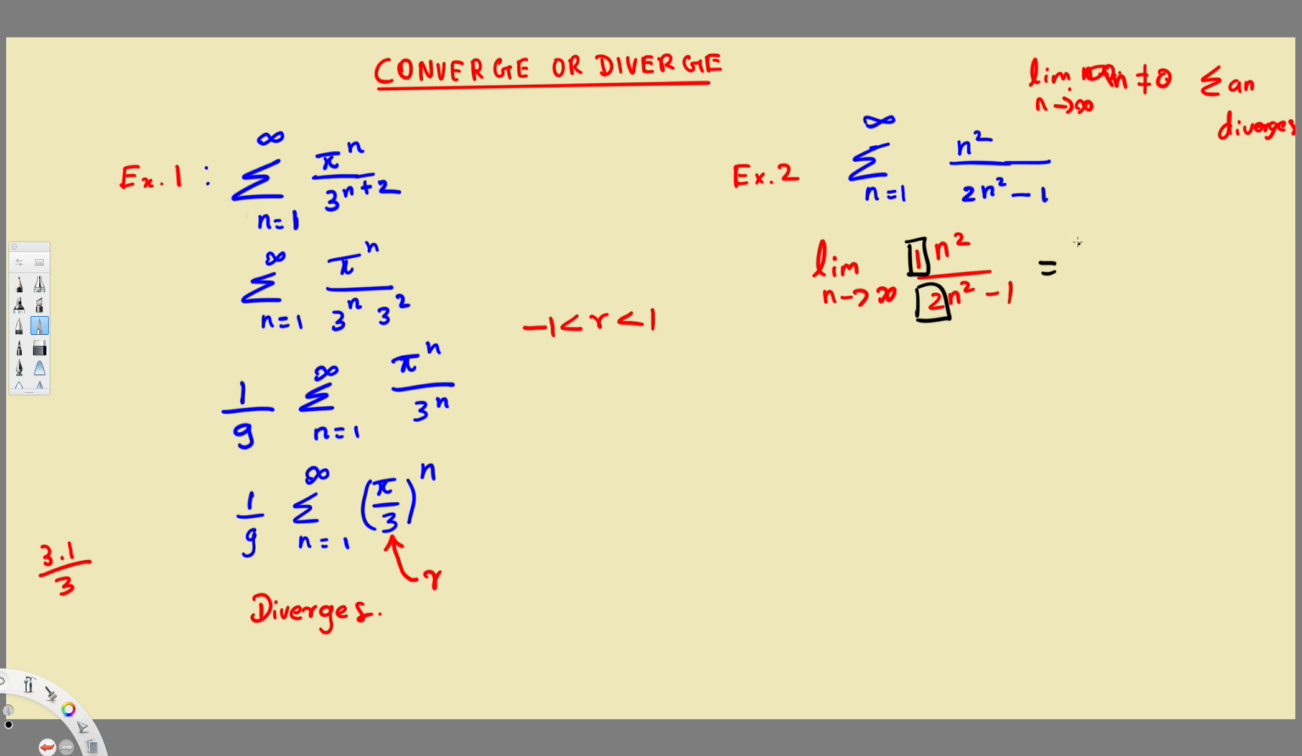The answer is going to be 1 over 2, right? So that's going to be the answer. Since 1 over 2 is not equal to 0, we can conclude this one diverges. So that's going to be the final answer.